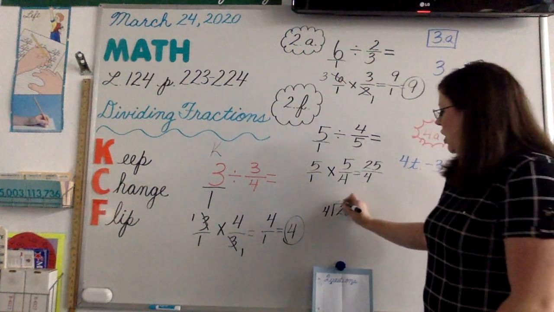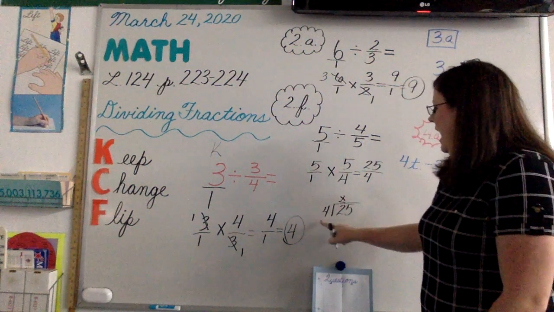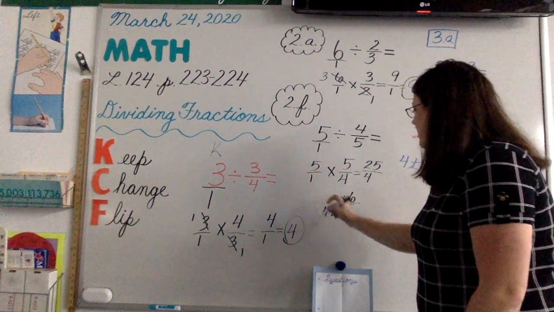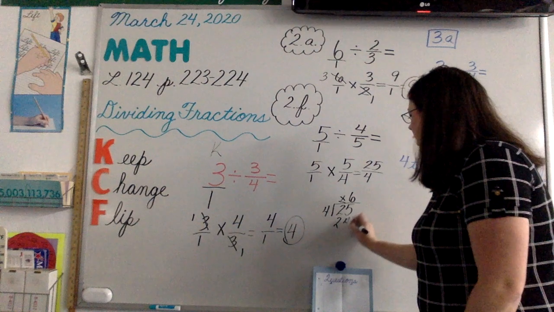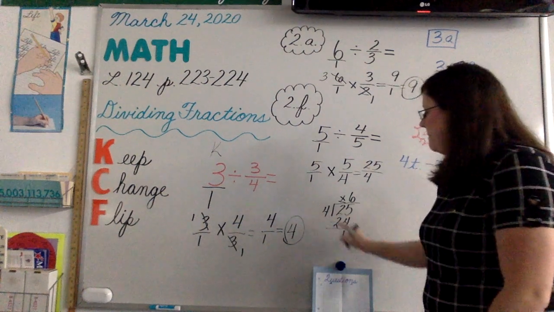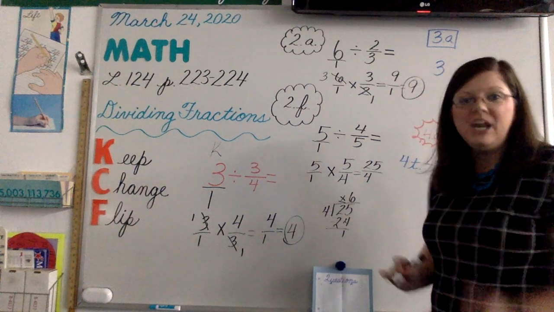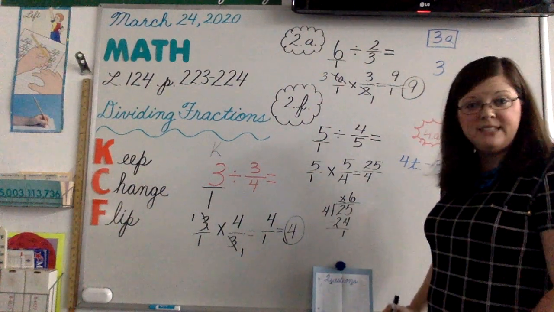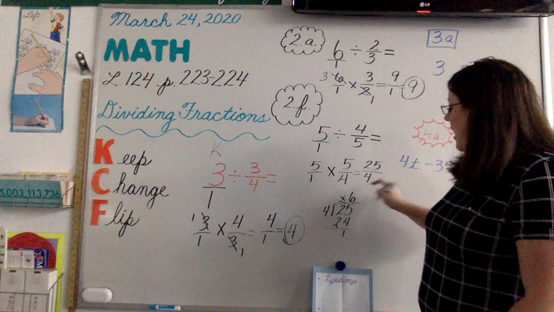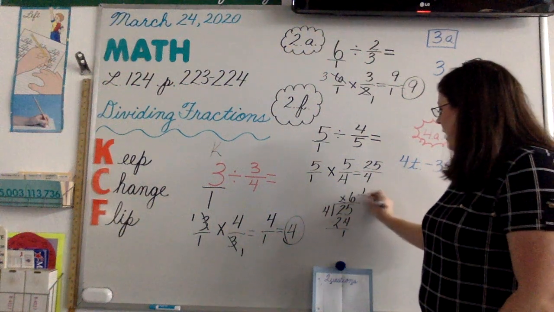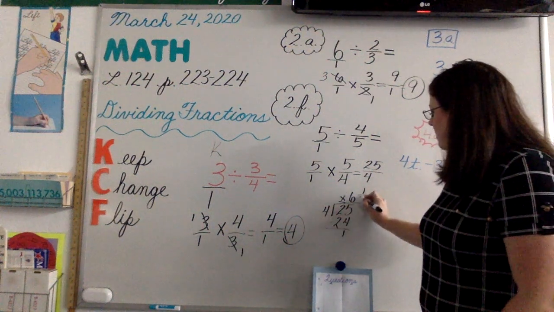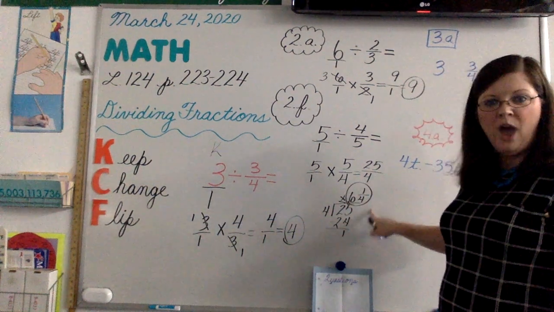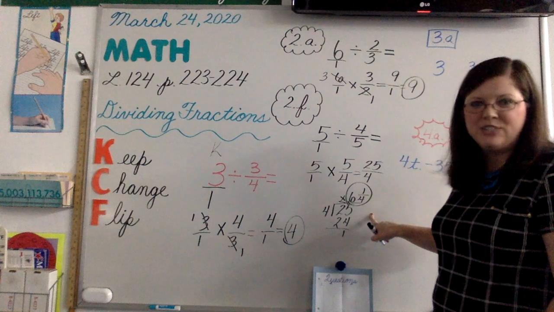How many 4s go into 2? None. How many 4s go into 25? 6. 6 times 4 is 24. Subtract, we get 1. Compare. Is 1 smaller than 4? Yes, it is. We don't have anything to bring down, so instead of bringing down, we're going to bring the 1 up. 1 becomes our numerator. 4 becomes our denominator. 6 1/4 is the final answer here.